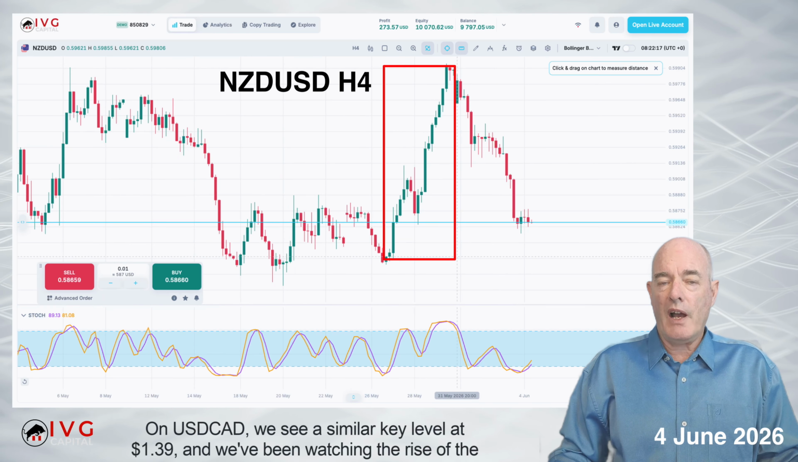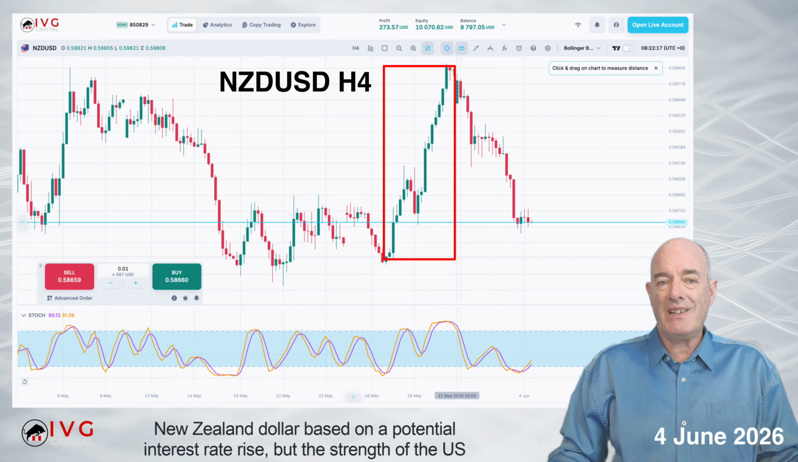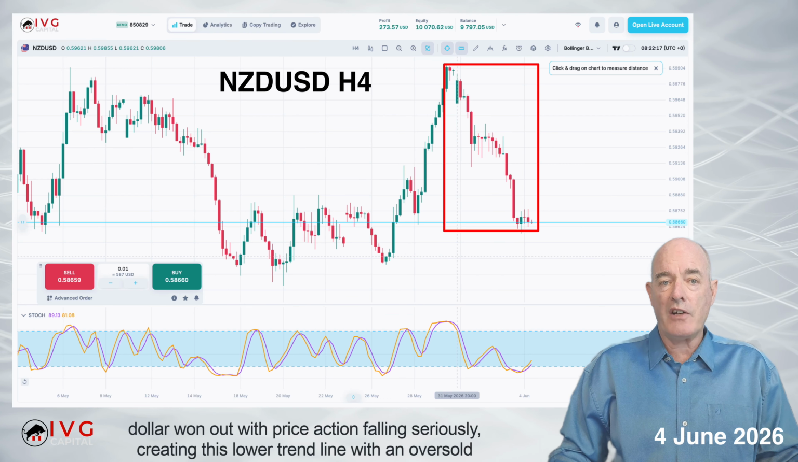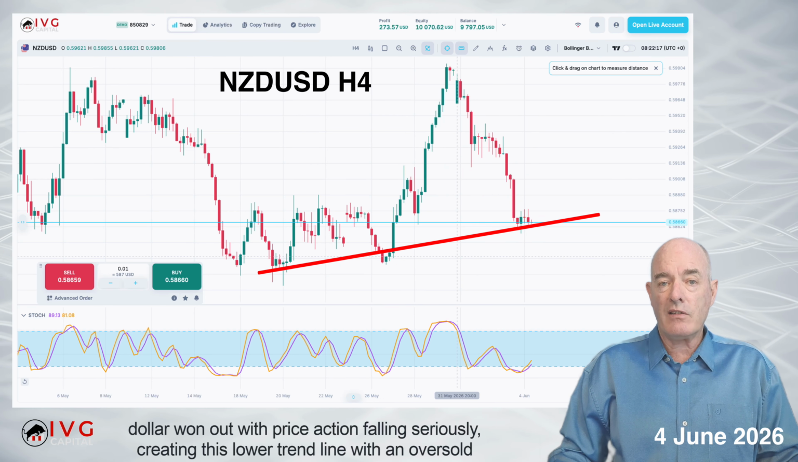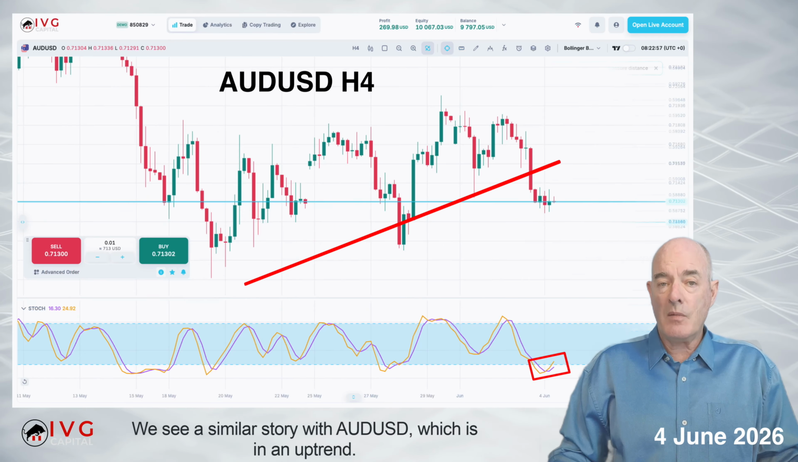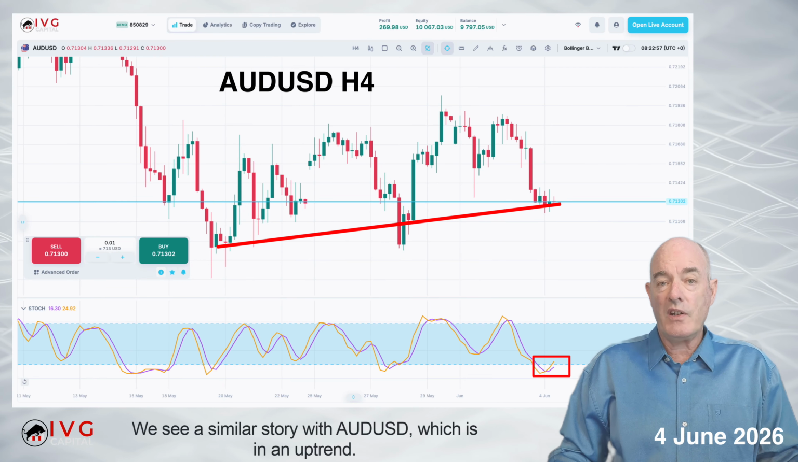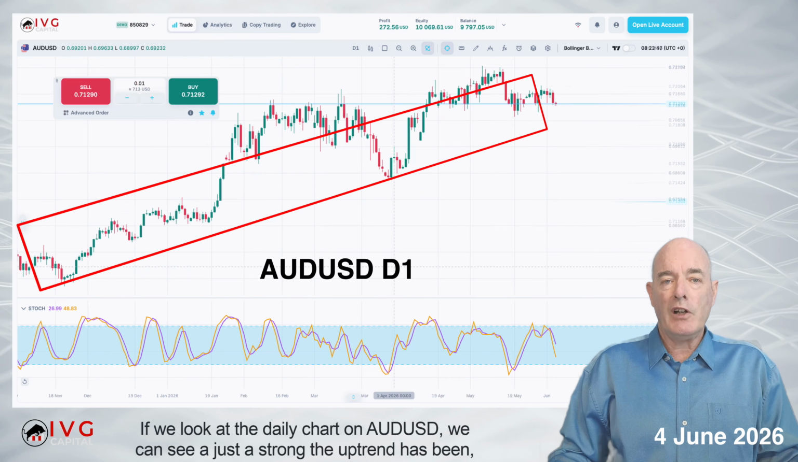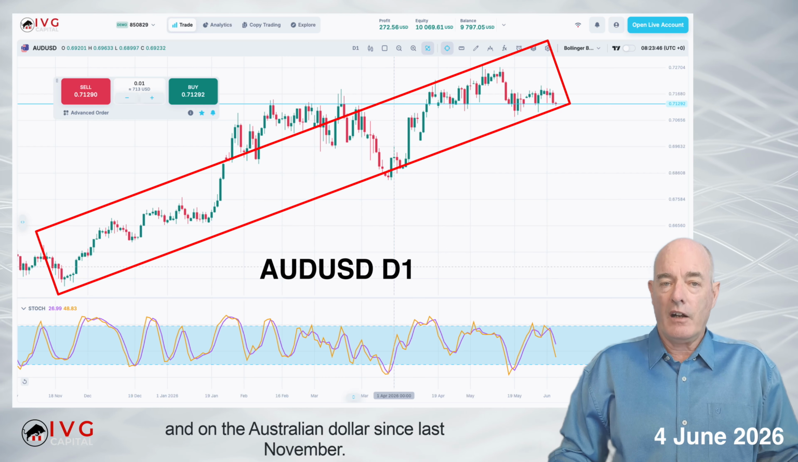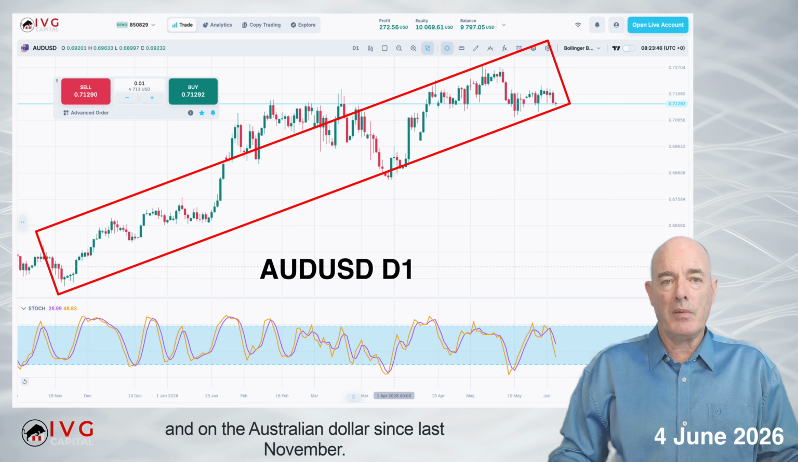We've been watching the rise of the New Zealand dollar based on a potential interest rate rise, but the strength of the US dollar won out with price action falling seriously, creating this lower trend line with an oversold stochastic oscillator. We see a similar story with Aussie dollar, which is in an uptrend. If we look at the daily chart on Aussie dollar, we can see just how strong the uptrend has been, on the Australian dollar since last November.